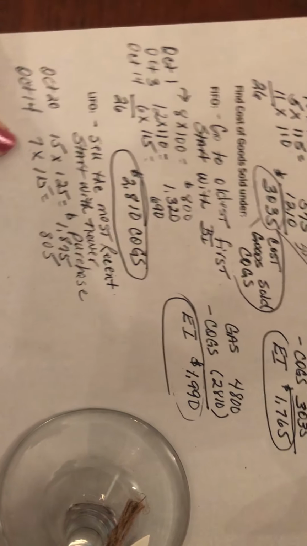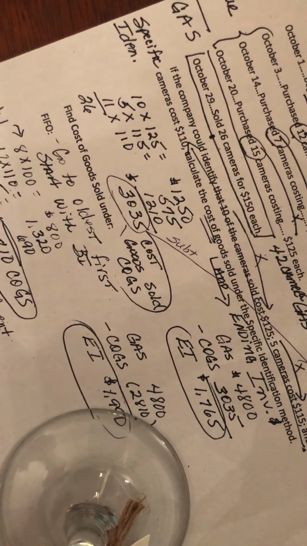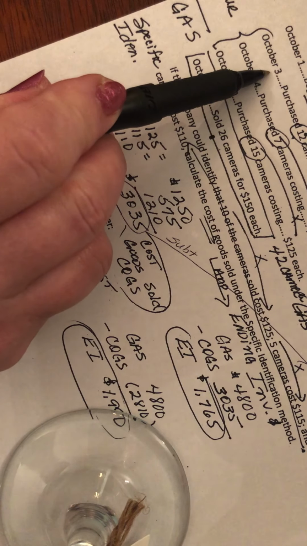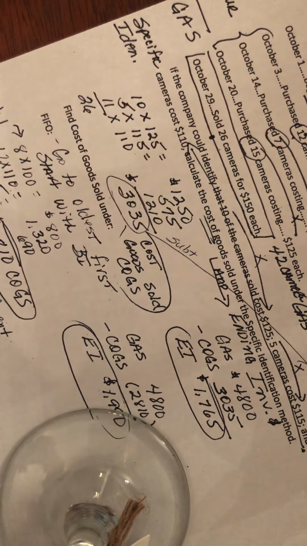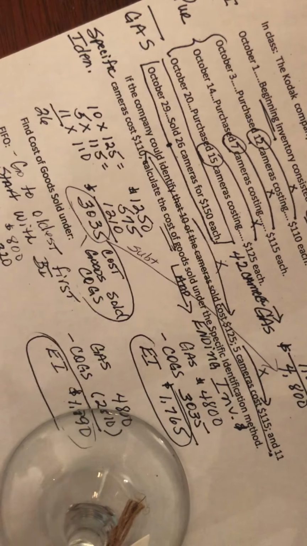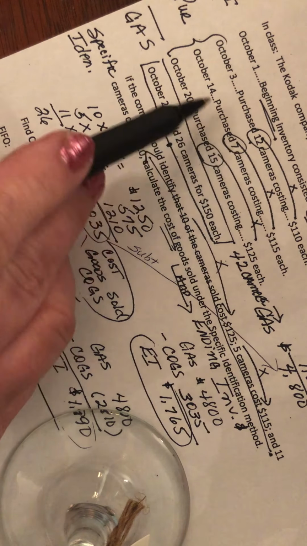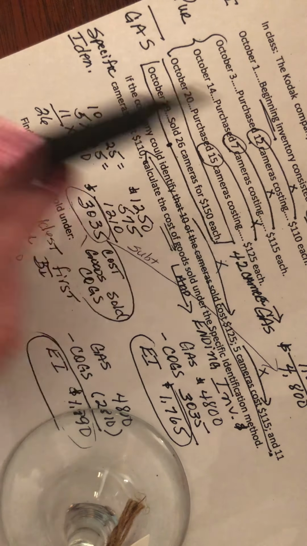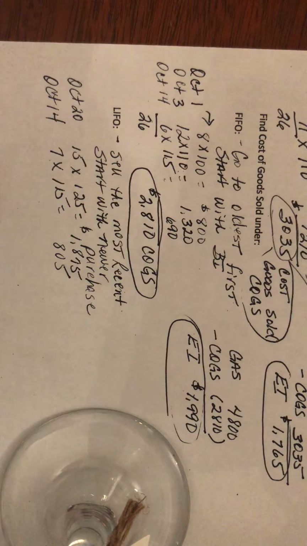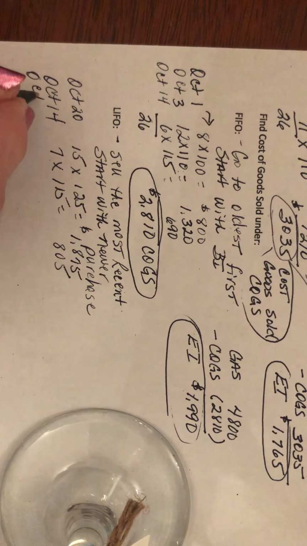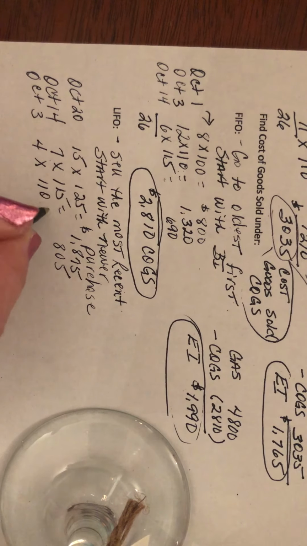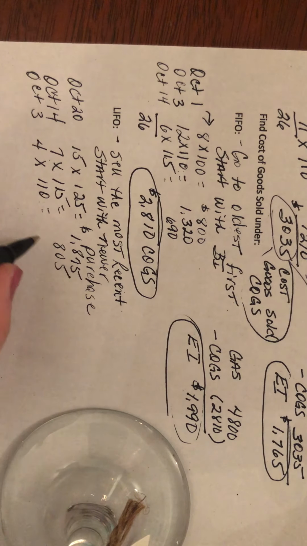So let's go all the way up. And we want to go to the 3rd. And we want to take 4 of those cameras from the 3rd at a cost of $110 each. So only 4. There's 12 sitting there. That's going to be $440.